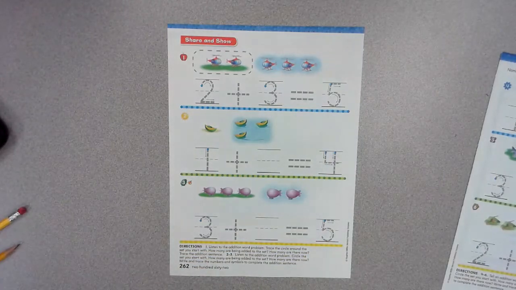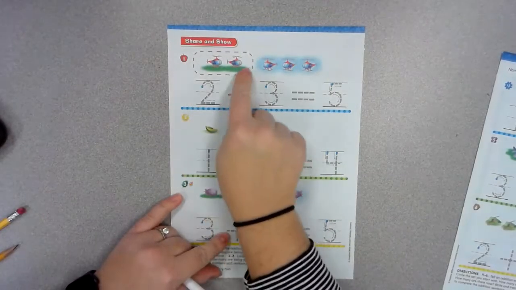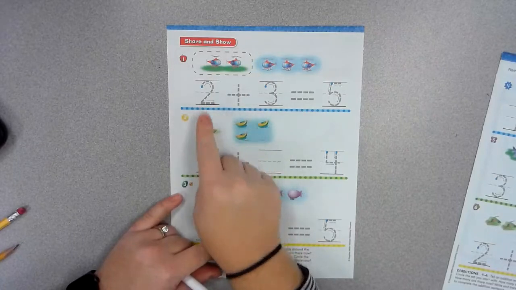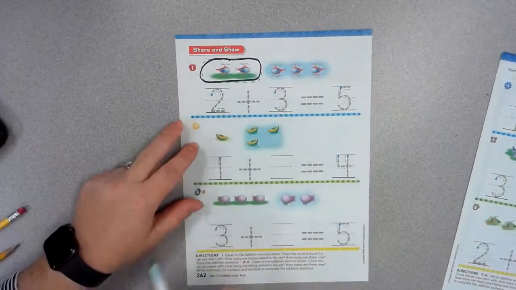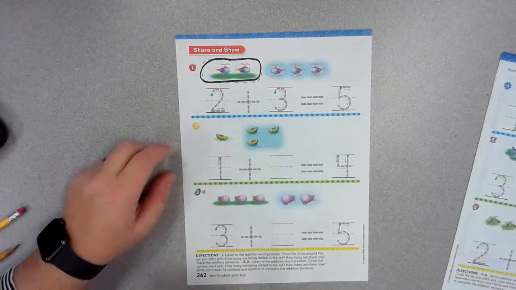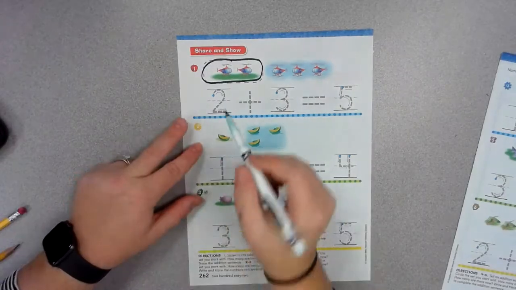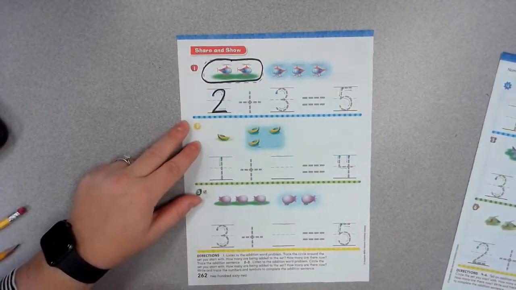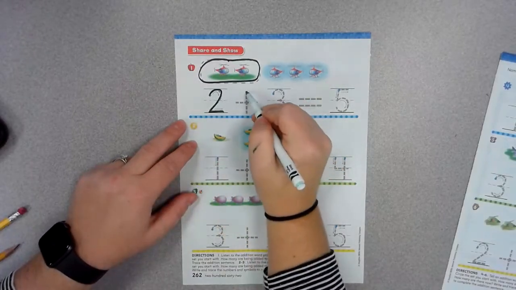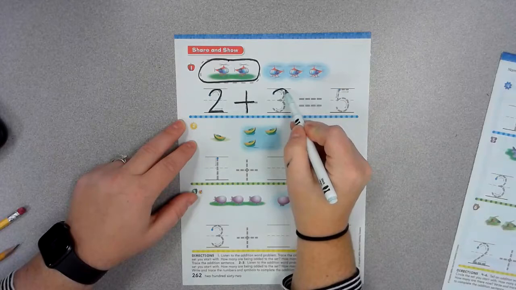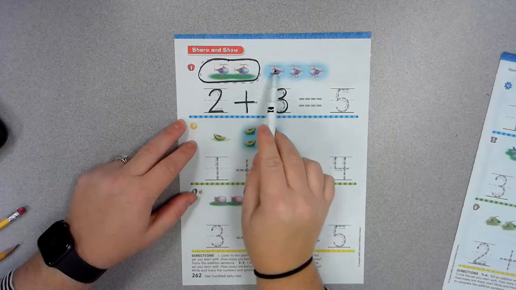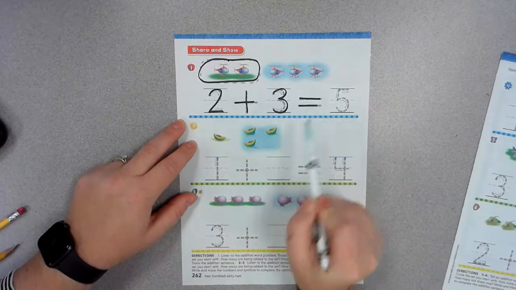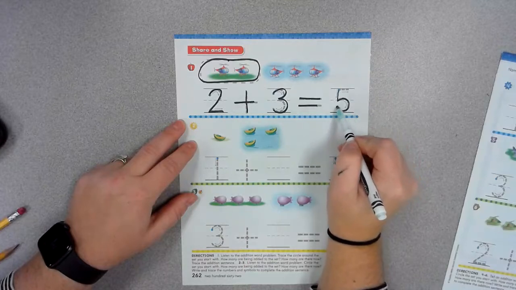All right, let's come over to this page. We're going to trace the circle around the set that we're starting with. So this is just helping us learn that the first group in the picture is also going to be our first number. So just trace that little rounded rectangle around those helicopters, because 2 is the first set. So we have 2, and then we are going to add 3, and then all together we have 1, 2, 3, 4, 5. So 2 plus 3 is equal to 5.